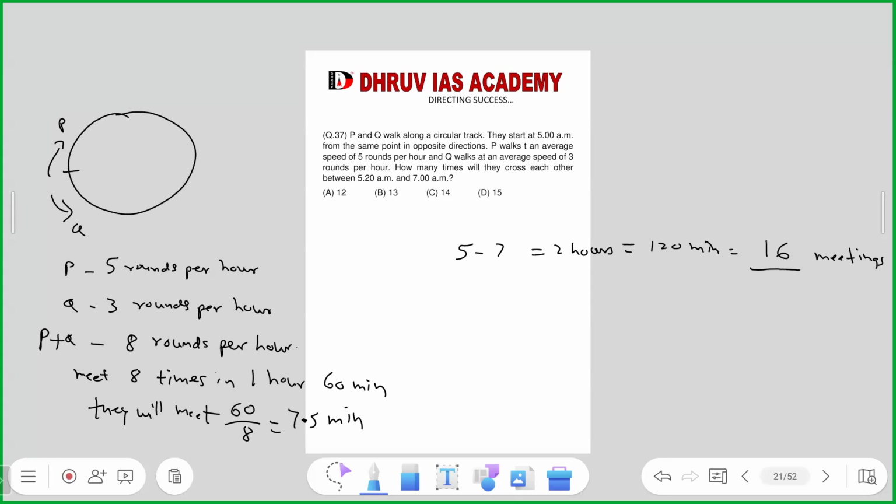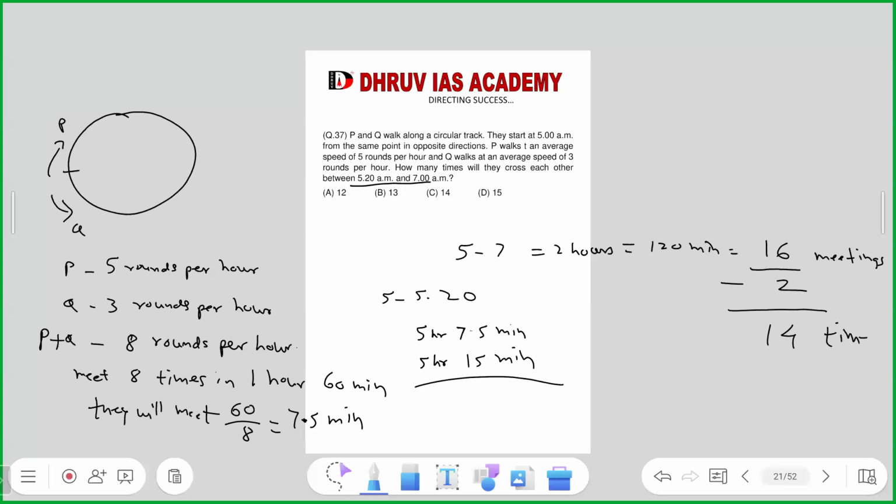Okay, now, but we have to see here the problem takes from 5:20 to 7 a.m. See, between 5 to 5:20 a.m., they will meet at 5 hours 7.5 minutes, because they will be meeting every 7.5 minutes, and then 5 hours and 15 minutes. See, the next will be 5 hours 22.5 minutes, which will be in our range. So you have to exclude these 2 meetings from that 16 meetings. So 16 minus 2, they will meet 14 times during this 5:20 to 7.